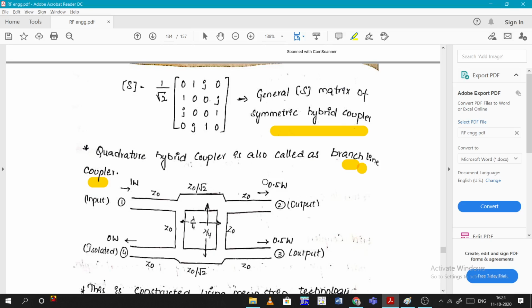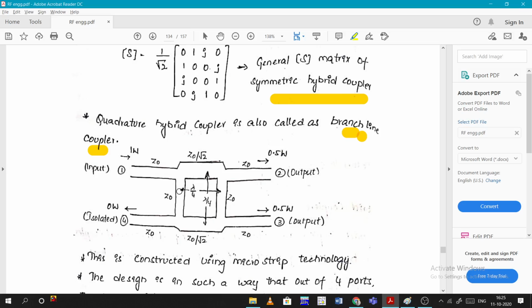In this branch line coupler, the diagram will look like this, where the path distances should be considered. This is L by 4 and the vertical length is also L by 4. The impedance of these leads are Z0 and Z0, and in this square, the vertical lengths are also Z0 and Z0, but the horizontal sides are Z0 by root 2, Z0 by root 2. That you need to remember. And this is constructed using microstrip technology. I already told what microstrip technology is in the previous video. Microstrip technology is nothing but a simple copper strip placed on some substrate. That's it.